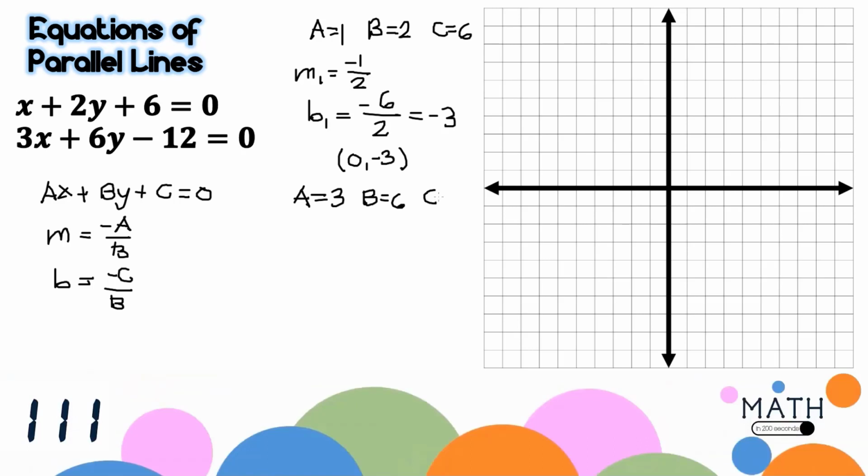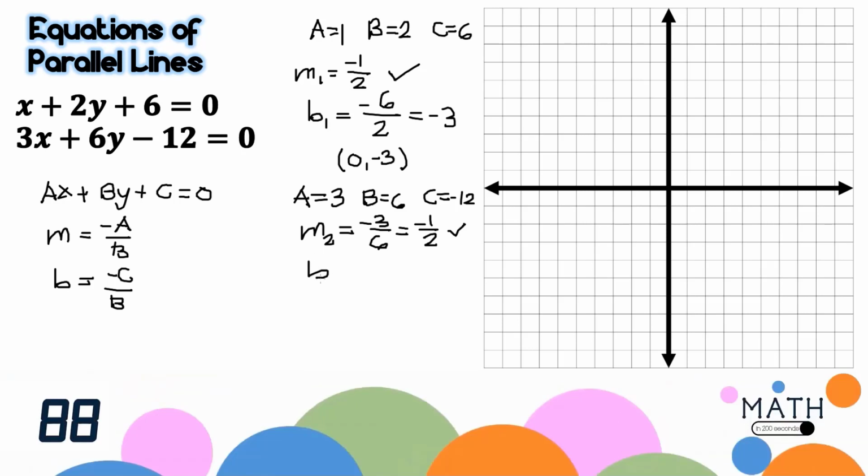Now for our second equation, our a value is 3, our b value is 6, and take note for our c, it's not just 12 but negative 12. So our second slope is equal to negative a over b, that's negative 3 sixths, or in lowest terms, negative 1/2. Notice that this is the same as the first slope, so we already have the guarantee here.